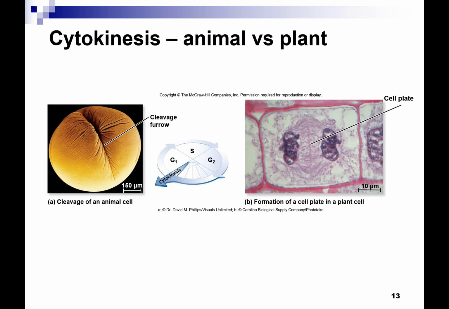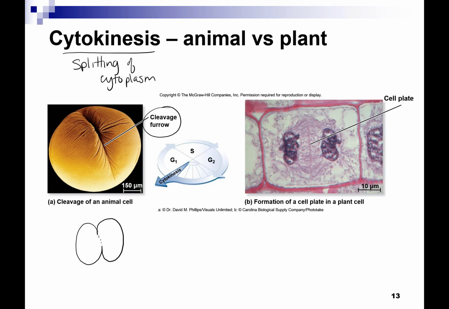The final part is cytokinesis. So remember, this is not part of mitosis. This is the splitting of the cytoplasm. And it's slightly different in animal versus plant cells because we don't have cell walls. So in animal cells, you can kind of see that these cells, they start to split. The plasma membrane is growing, and we have this what's called a cleavage furrow. And eventually these cells split into two.